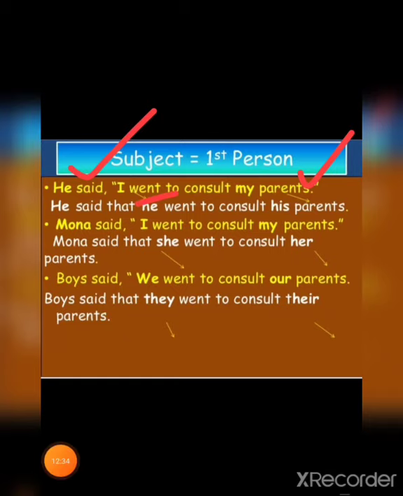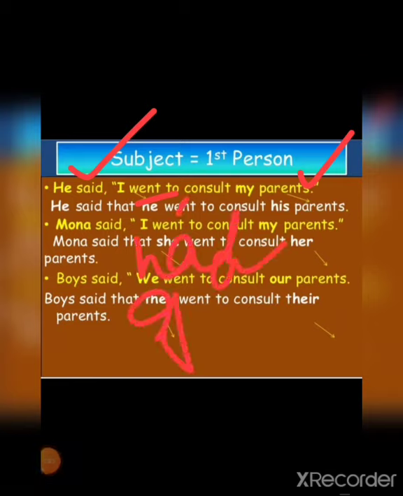So, went. So, he said that he had gone to consult his parents. Okay, so went, why will it become had gone? Because said and went, these two are past tenses, and these two simple past tenses will become past perfect tense.